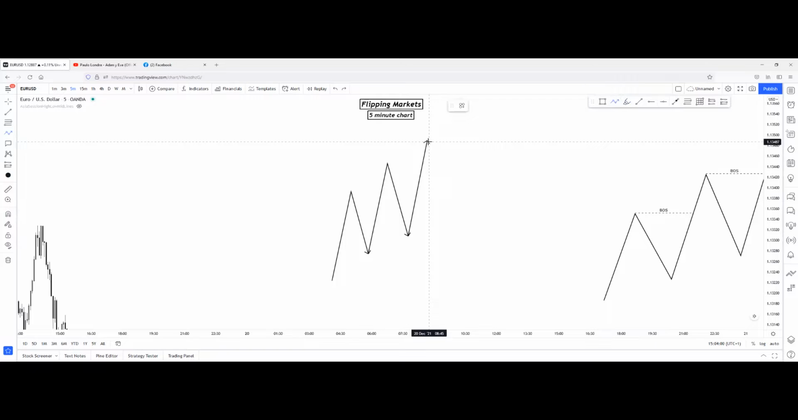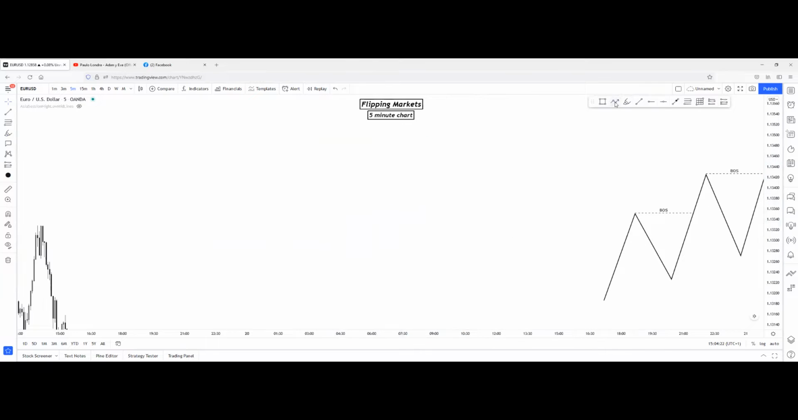So let's say a pullback happens. It creates a pullback. It respects the last higher low. It doesn't break below this low. So the trend can continue. Price will create a new higher high here, breakout structure to the upside, and the trend can continue. This is the bullish trend, creating a series of higher highs and higher lows.